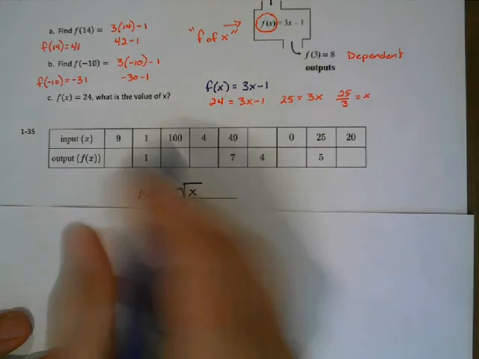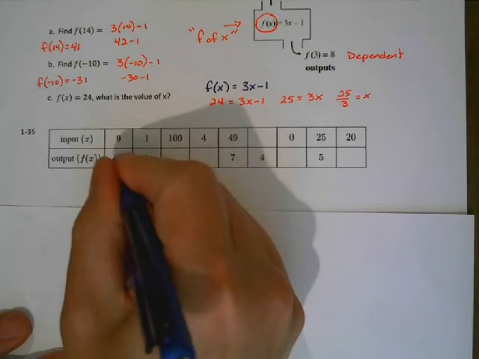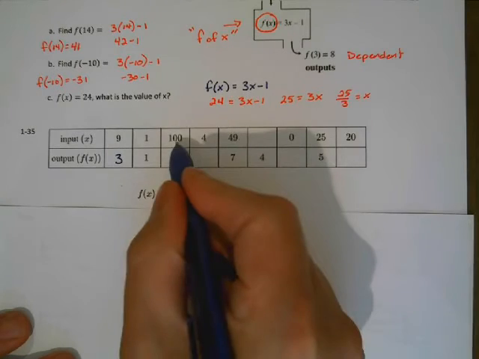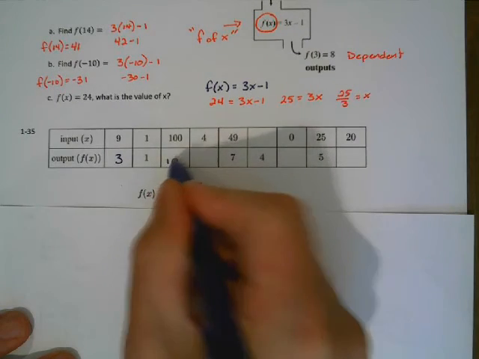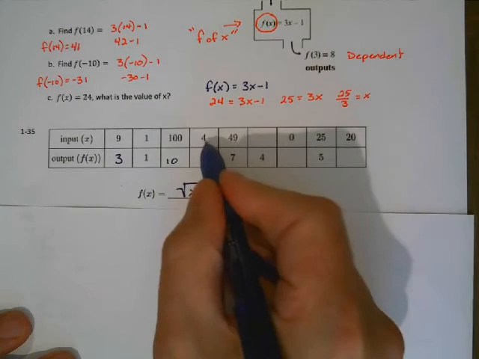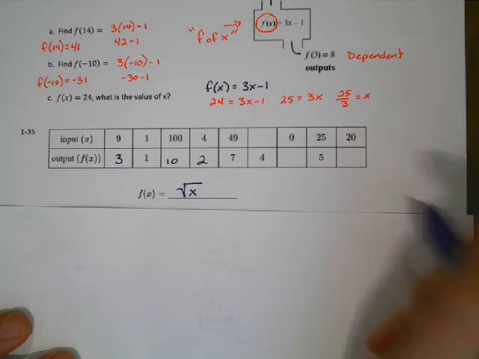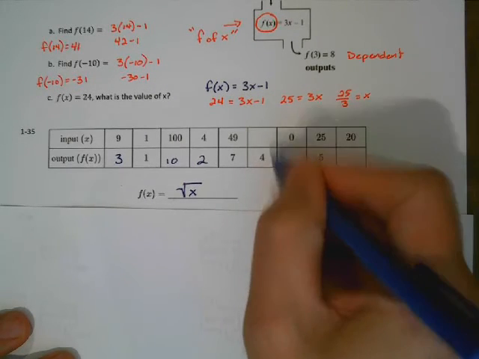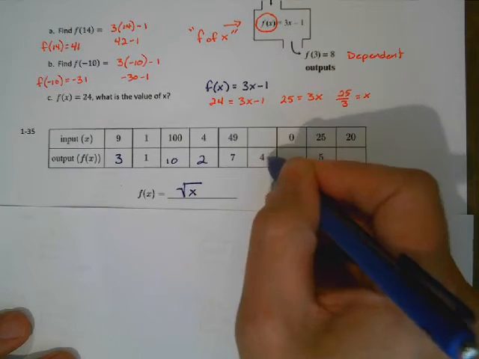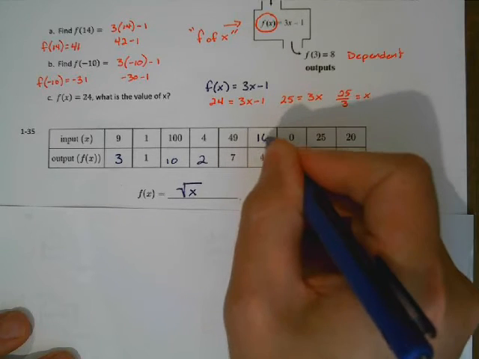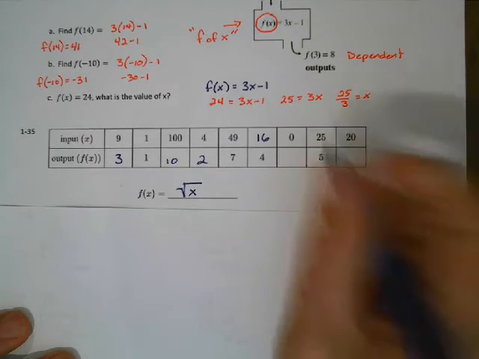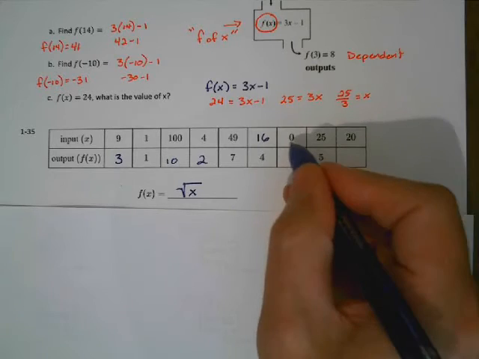So finishing these off, what's the square root of 9? It's 3. What's the square root of 100? It's 10, because 10 times 10 is 100. What's the square root of 4? It's 2. If I wanted to go backwards, I would square it instead of square rooting. So this would be 16, because what's the square root of 16? It's 4. What's the square root of 0?